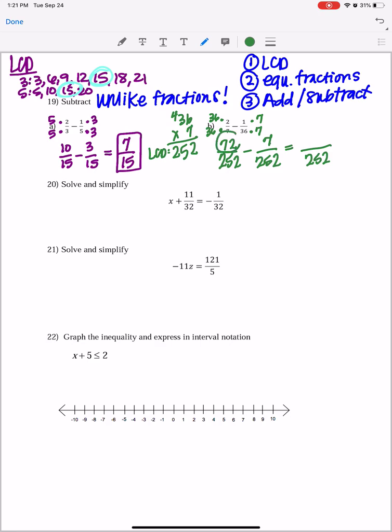Then subtract. 72 minus 7 gives me 65. Now you want to check to see if they reduce. 65, the only way to get there is to do 5 times 13. 5 doesn't go into this one, and neither does 13. So this is fully simplified.